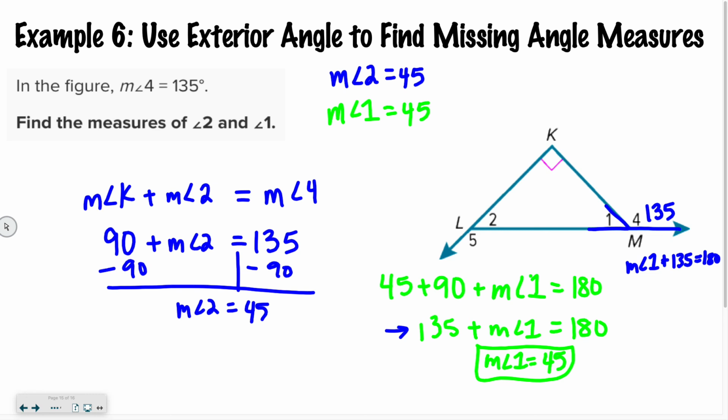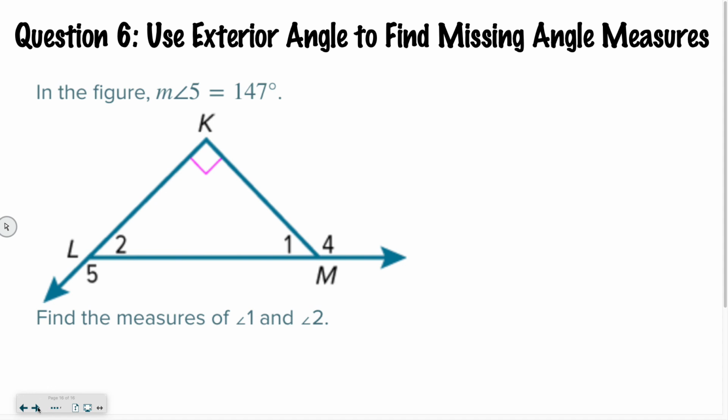All right, now this is the last one for you to solve. I want you to solve for the measures of angle 1 and angle 2. Notice it's the same picture, but you're going to get different answers because we're given a different angle. We're told that angle 5 is 147 degrees. All right, so go ahead and solve for angle 1 and angle 2. Good luck.